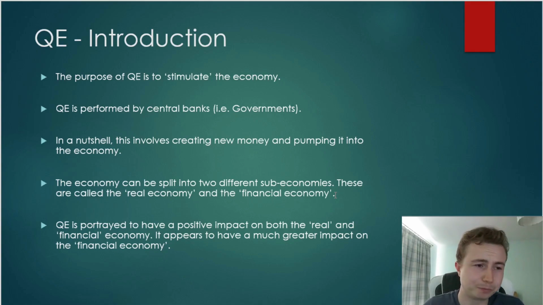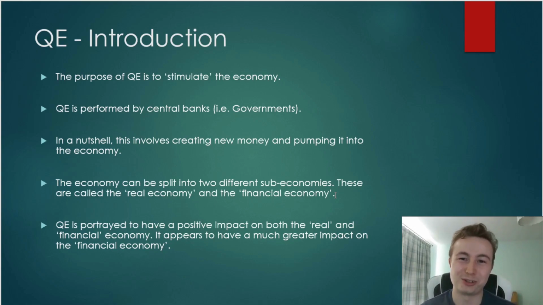But there's this other economy, this other space of assets, and we call this the financial economy. This is essentially all of the financial markets. You've got the stock market, the debt market, which is made up of bonds and other debt instruments, and you've also got the derivative market. This is options and futures and forward contracts, things like this. These are very complex financial instruments that are used and owned by large financial institutions and really don't have anything to do with Joe Bloggs.